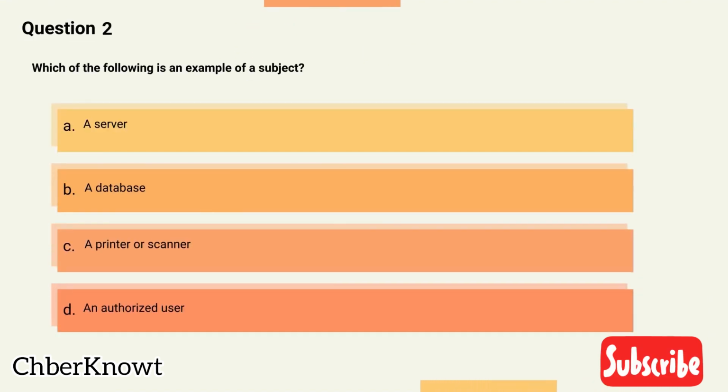Question 2. Which of the following is an example of a subject? Option A. A server. Option B. A database. Option C. A printer or scanner. Option D. An authorized user.